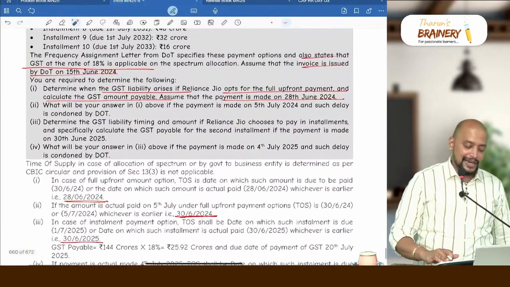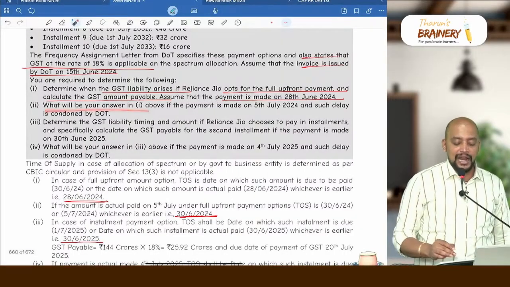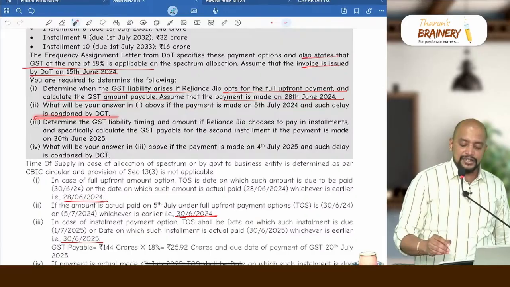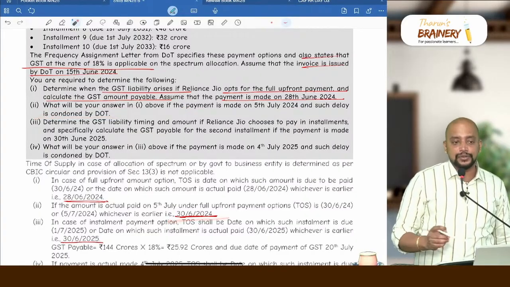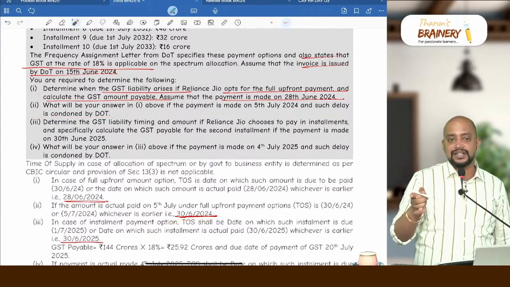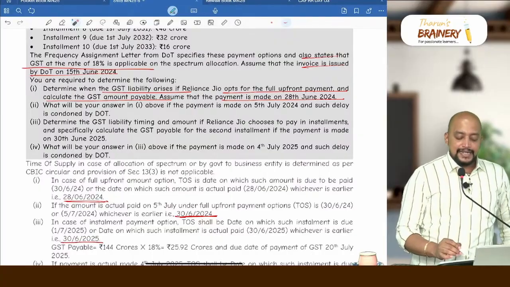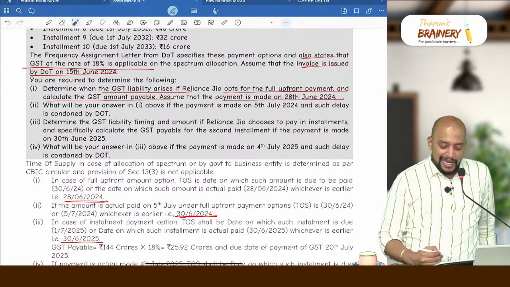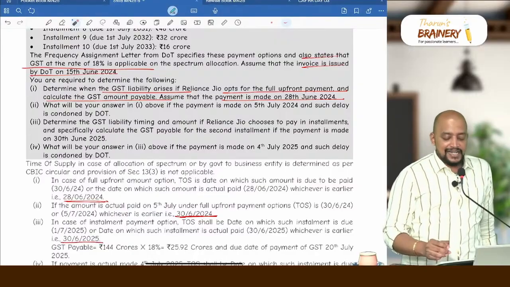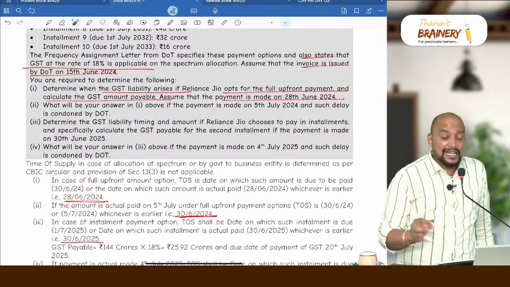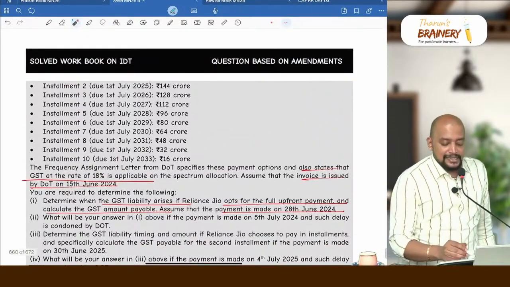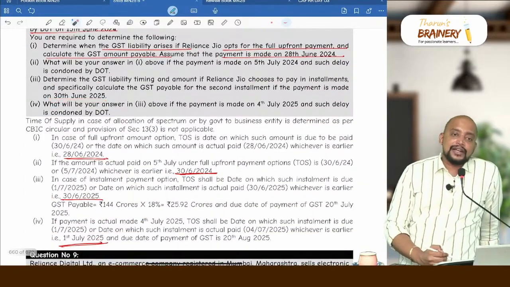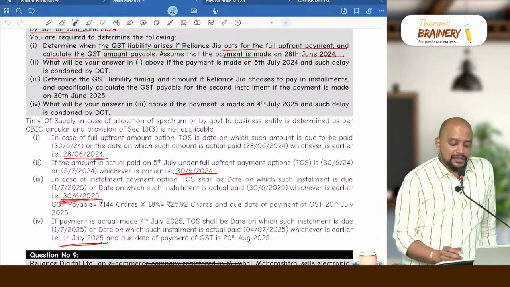That's it. Then second, what will be your answer in one above if the payment is made on 5th July and such delay is condoned? Then 30th June or 5th July, whichever is earlier will be 30th June. Determine the GST liability, timing and amount if Reliance Jio chooses to pay in installments, and specifically calculate the GST payable for the second installment. Second installment is due on 1st July, but they are making payment on 30th June. So whichever is earlier will be 30th June.